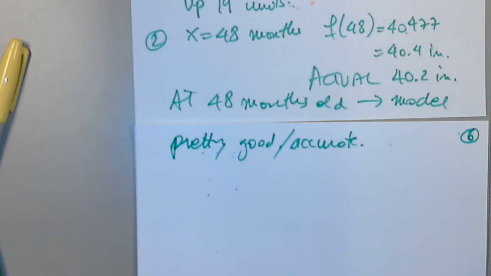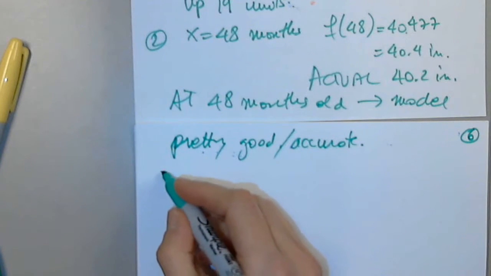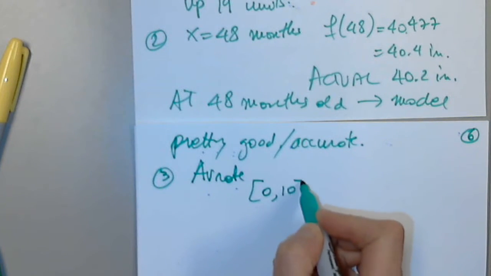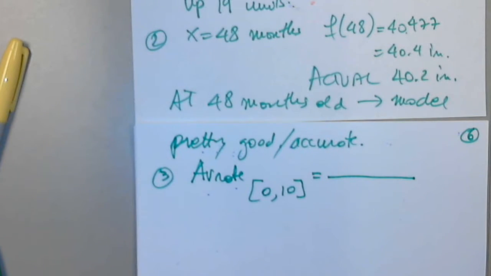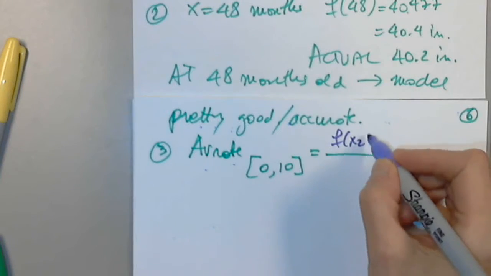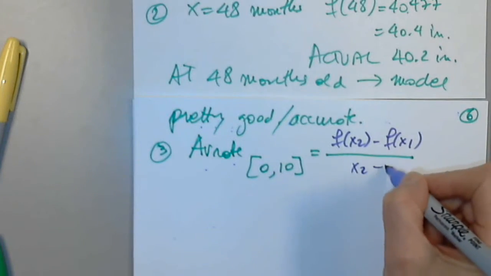Next question. Use the model to find the average rate of change in inches per month between birth and 10 months. The average rate between birth and 10 months. How do I determine that? What was the formula for the average rate of change of a function between 2 points? Y2 minus Y1. Very good. F of x2 minus f of x1 over x2 minus x1.